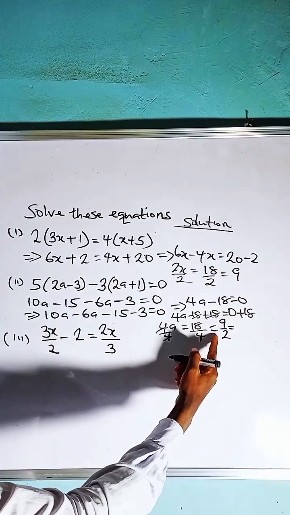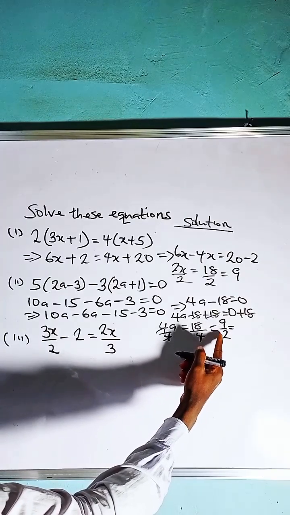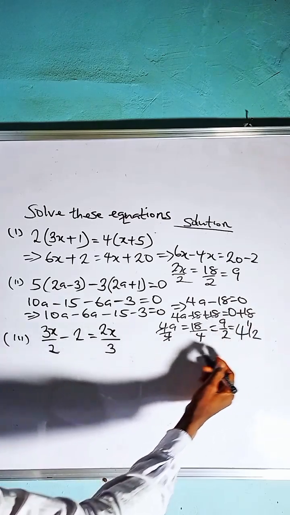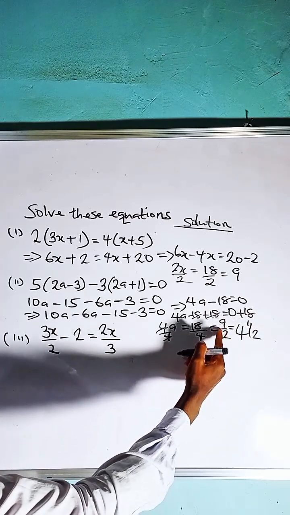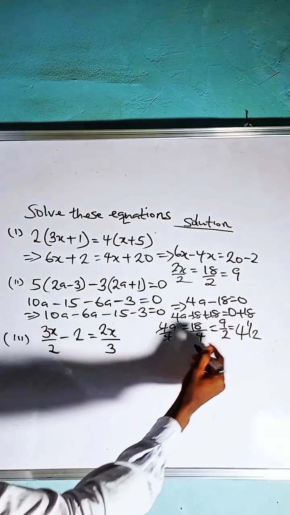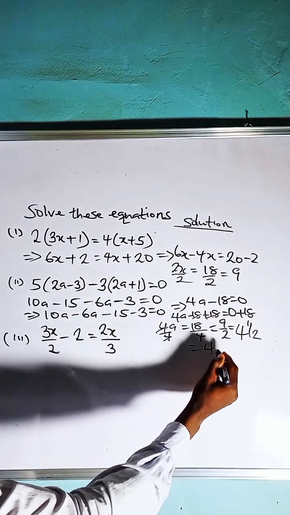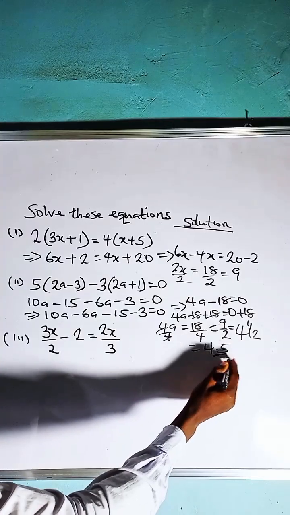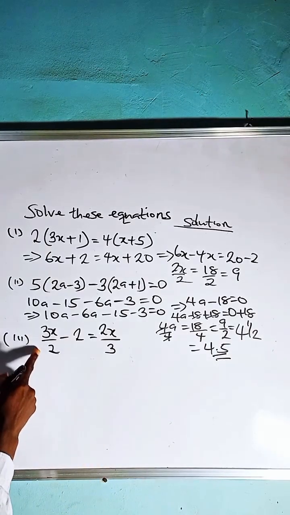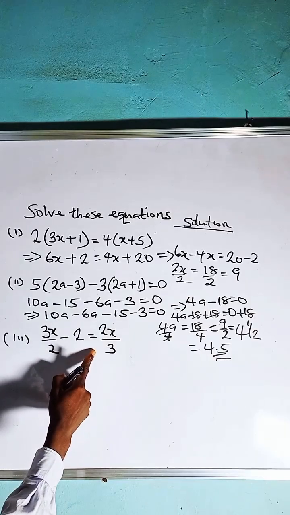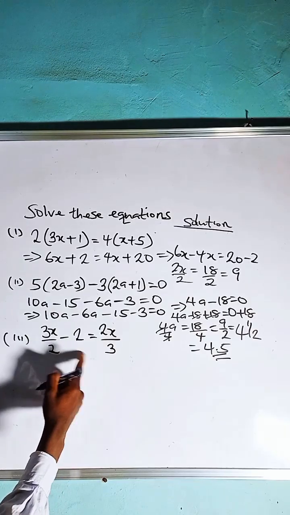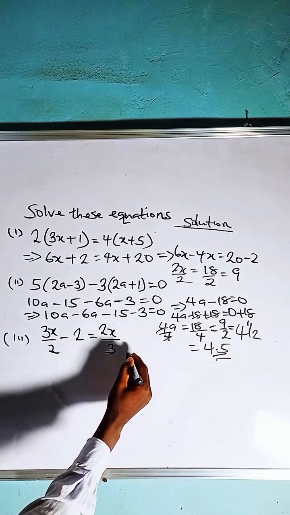Okay, so this is an improper fraction, so we can convert it to a mixed fraction as 4 and 1 over 2. For 2 in 9 is 4, so we have 1 as remainder, or we write it as a decimal, that is 4.5. Okay, now for the third equation, we have 3x over 2 minus 2 equals 2x over 3. Okay, so let's look for the LCM of the denominators. Okay, so that is 6.